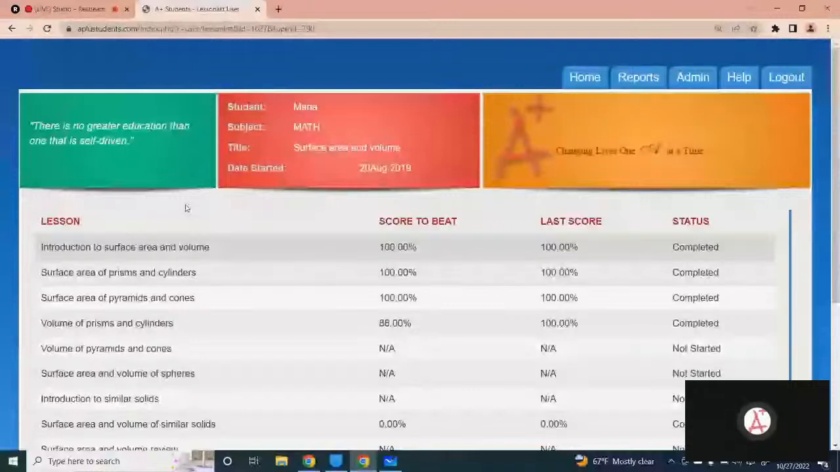And the next topic is volumes of prisms and cylinders. Let's start with volumes of prisms and cylinders.